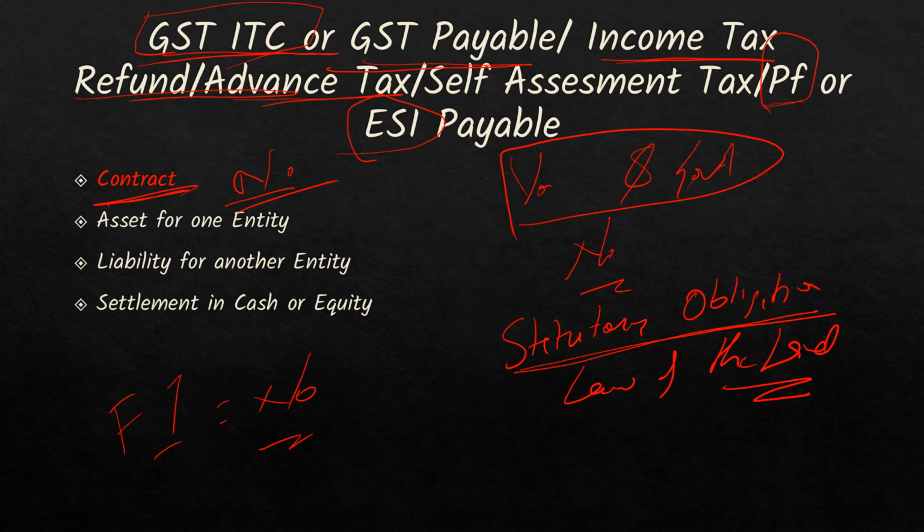But let's see if other conditions are fulfilled. Yes, asset for one, like say income tax refund. So you need to take refund from the government. So it's your asset. Government must be showing in their balance sheet as its liability, and settlement is also in cash. Okay, let's move further.